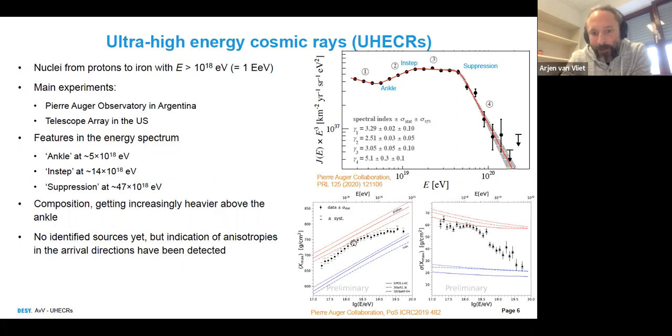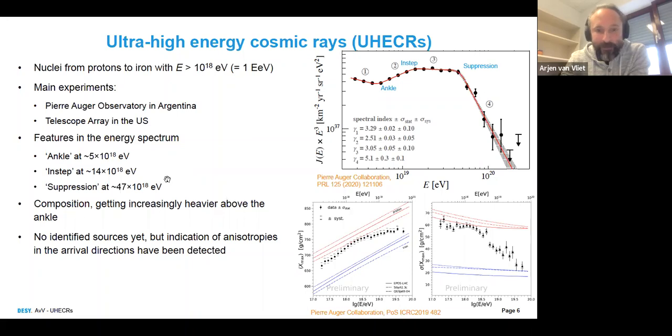And these red lines are models for pure proton composition, and these blue lines are models for pure iron composition. You see that the data lies somewhere in between. If you look at the energy, here we are roughly at the ankle, and here as well. So basically at the ankle, you have a very light composition. If you go up in energies, you get heavier and heavier, closer to iron, and you get a mixed composition, perhaps in between.